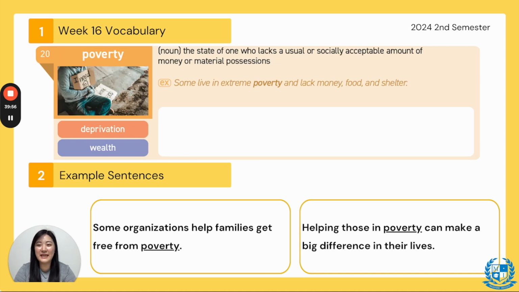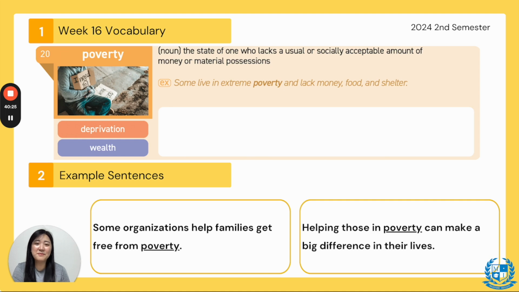And number 20, everyone say poverty. Poverty. The synonym is deprivation, and the antonym is wealth. It's a noun that means the state of one who lacks a usual or socially acceptable amount of money or material possessions. So they're in poverty, meaning they are poor. Let's read our example. 1, 2, 3.